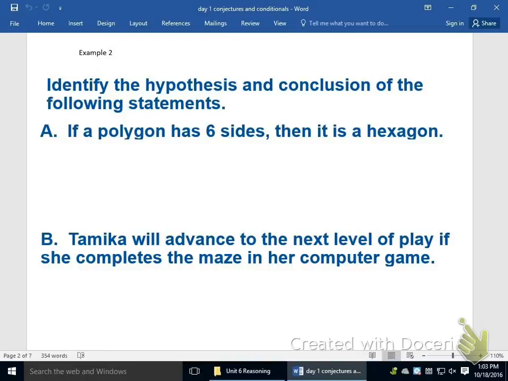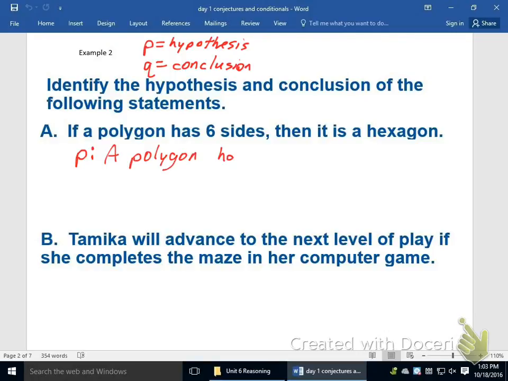Now, here's the hypothesis. And I'm going to use a P to represent hypothesis. That's usually pretty common. So P equals hypothesis. And Q represents conclusion. So if you ever see me using that notation, you'll know what I'm talking about. So the hypothesis is a polygon has 6 sides. Now you'll notice how I'm making that a complete sentence in and of itself. A polygon has 6 sides.